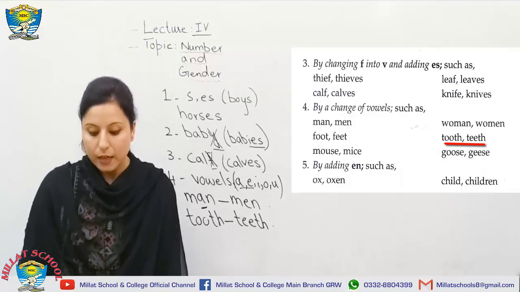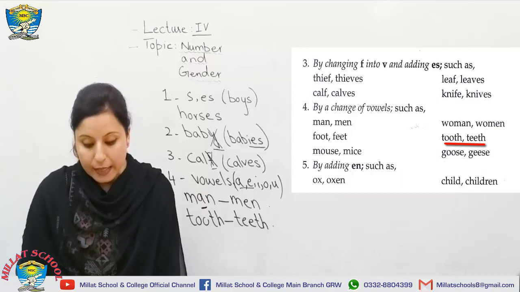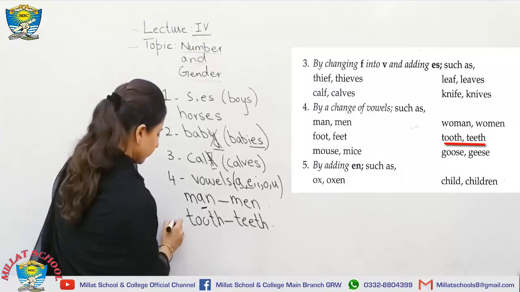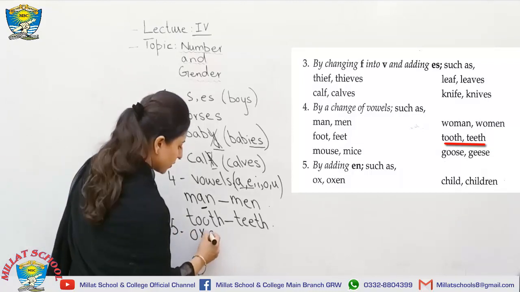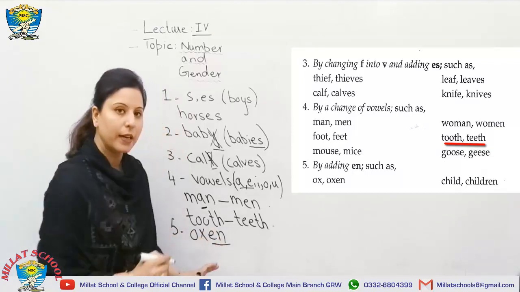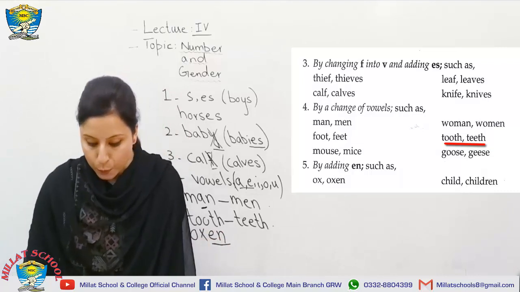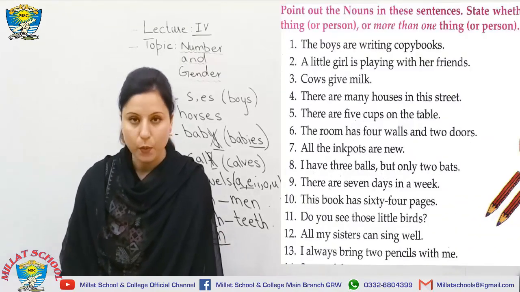You will see. The fifth rule is by adding EN, such as ox will be changed to oxen. I have added only EN to it. Let's move to exercise number 1.